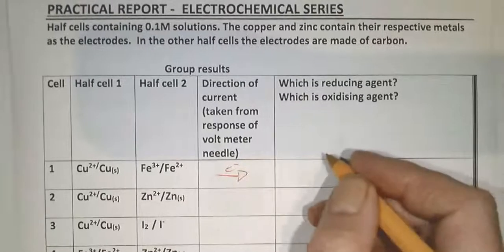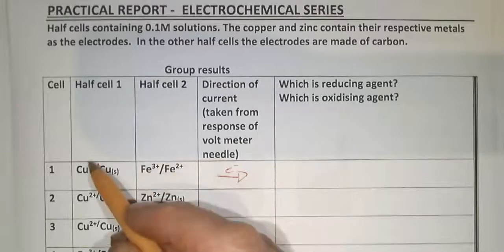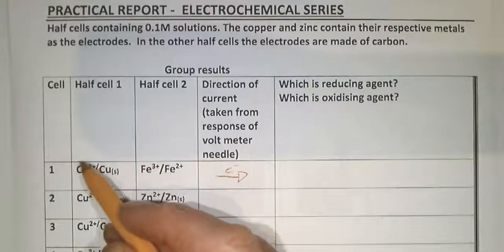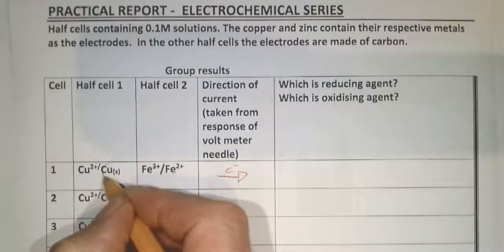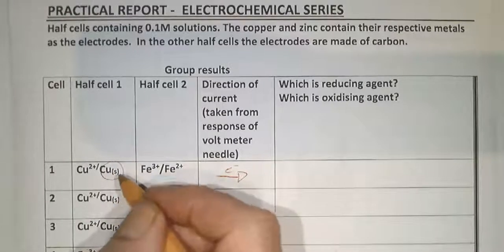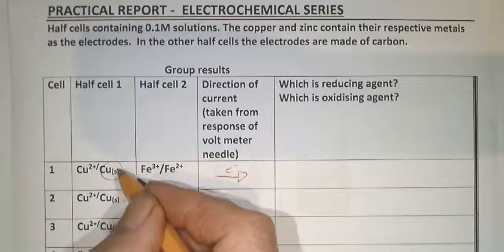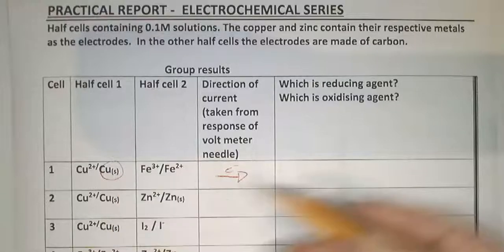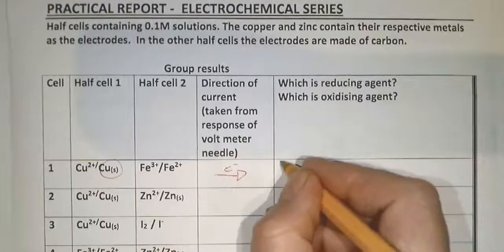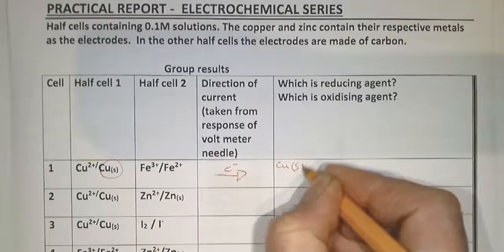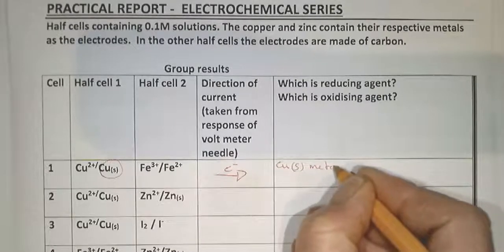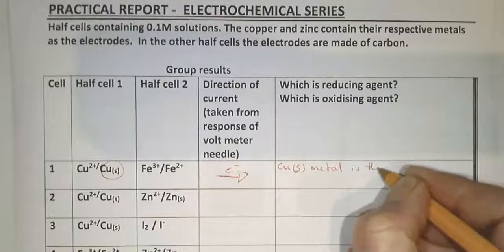Okay, so that means that something in this half cell is losing the electrons, and we know that the metal is losing the electrons. If it's losing the electrons, it's undergoing oxidation, which means that it's the reducing agent. So the copper metal is the reducing agent.